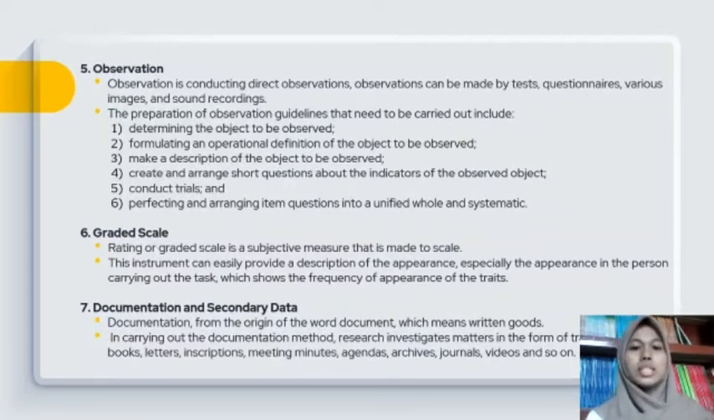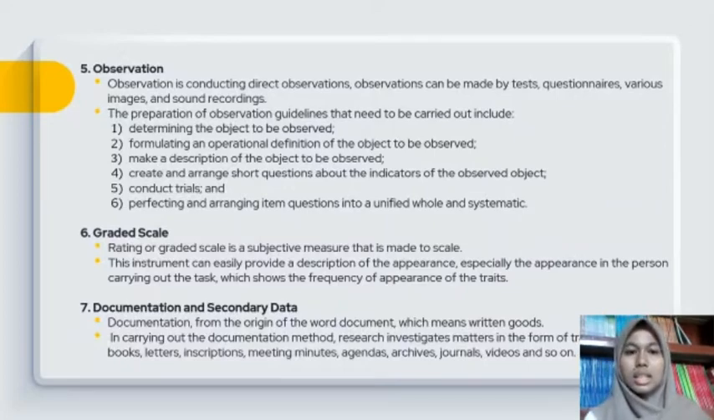Number six is grade scale. Grade scale is a subjective measure that is made to scale. This instrument can easily provide a description of the appearance, especially the appearance of a person carrying out the tasks, which shows the frequency of appearance of the threads.